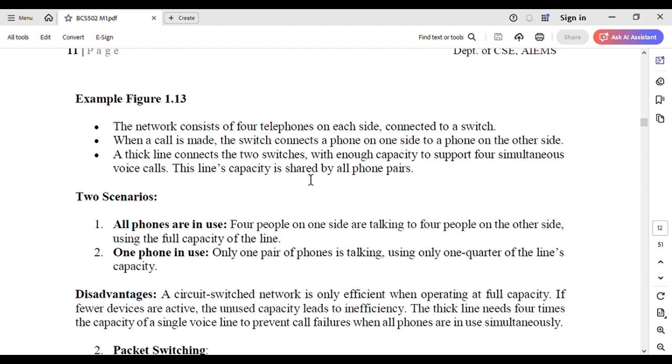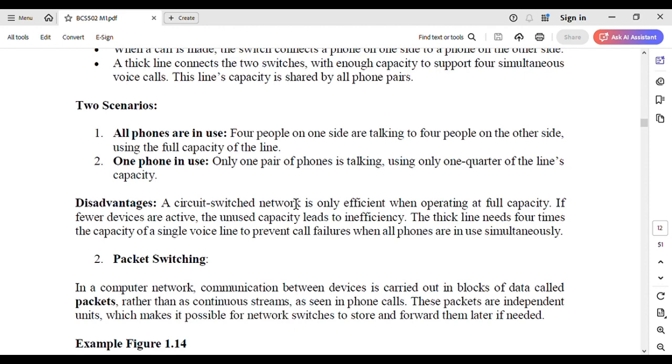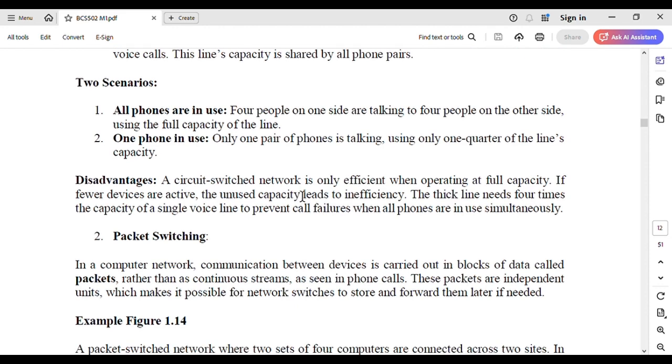The network consists of 4 telephones on each side connected to a switch. When a call is made, a switch connects a phone on one side to a phone on the other side. A thick line connects two switches with enough capacity to support 4 simultaneous video calls. This line's capacity is shared by all phone pairs. Whatever explanation I have given is indicated here. There are two scenarios: all phones in use, and one phone in use.